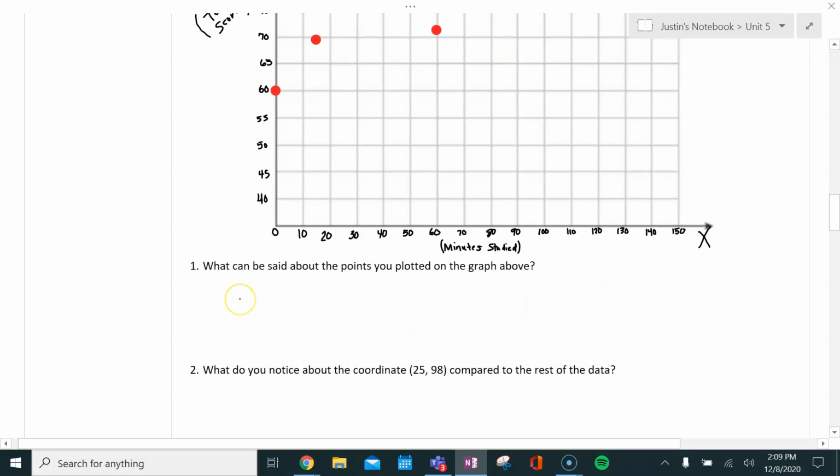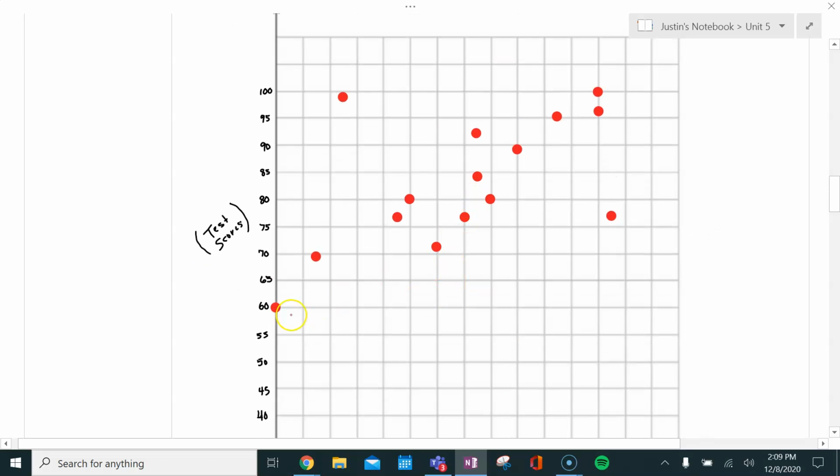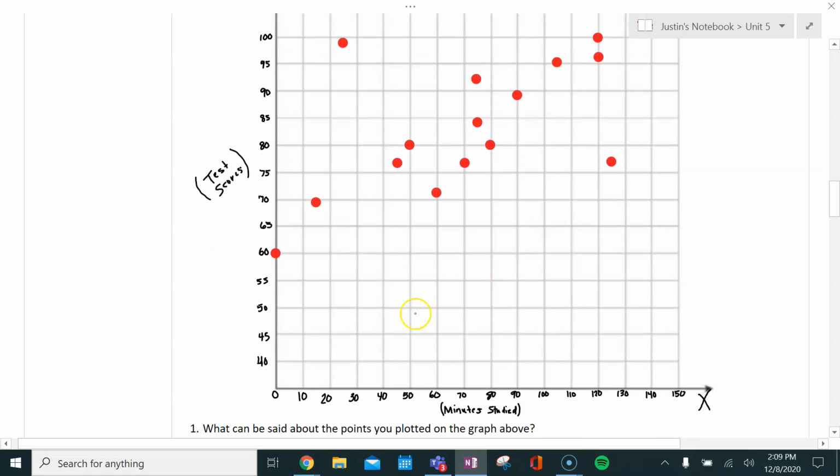Okay, number 1, question 1 answer is, what can be said about the points you plotted on the graph above? So what we could say about these plotted points is that the scatter plot is going in an upward trend, meaning if you study more on a test, you more likely will get a better score, if you study more on a specific test.